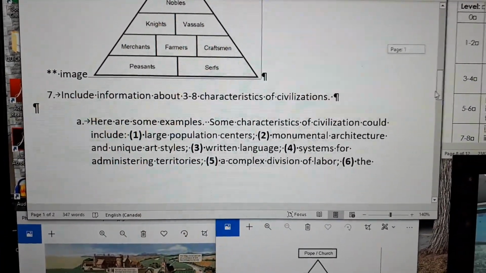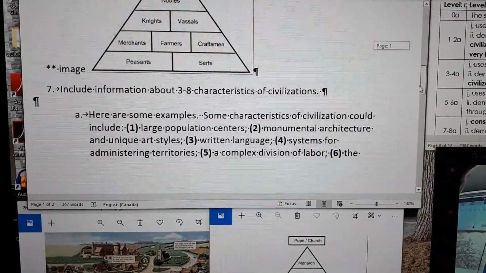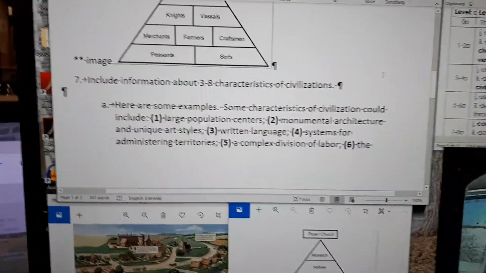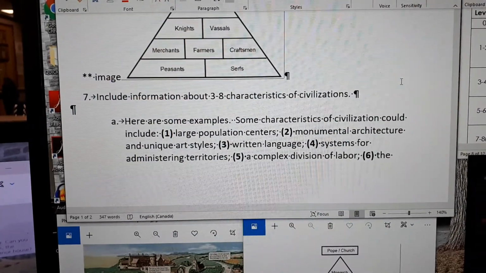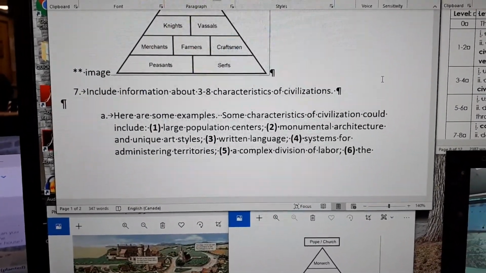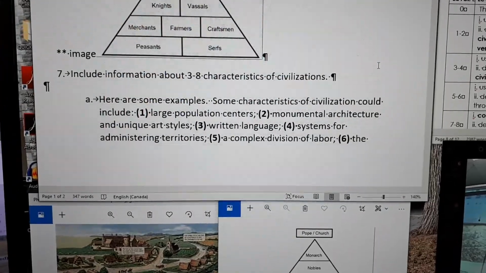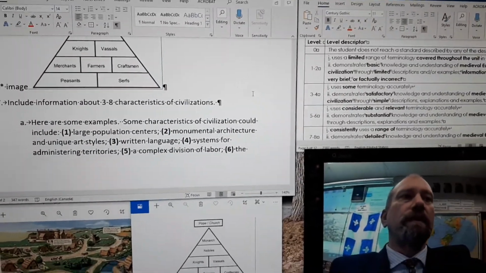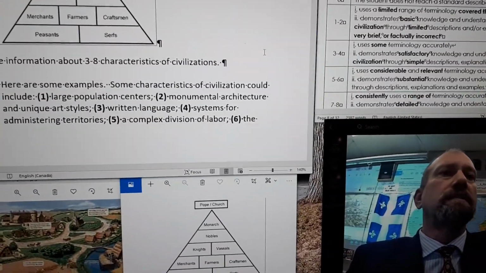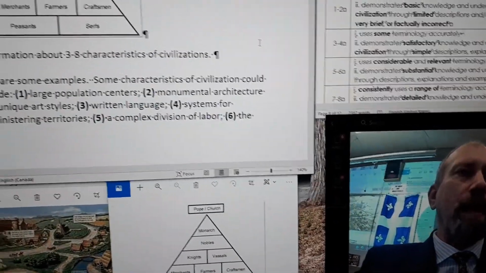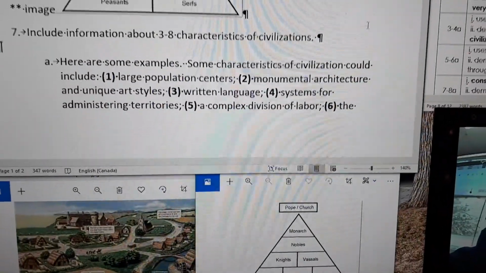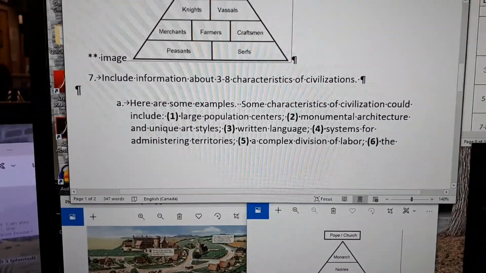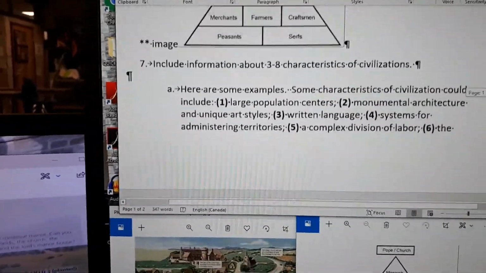Include information about 3 to 8 characteristics of civilizations. Here are some examples. You could include large population centers, towns or cities, monumental architecture or public works, unique art styles and culture, written language or other ways to transfer learning and knowledge, systems for administering territories, power, government, law, complex division of labor, social structure or the system of classes, trade, commerce, etc.